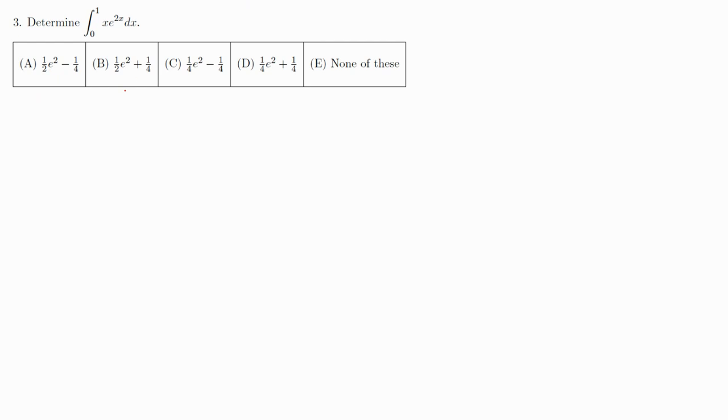Okay, next question. Determine this. So I see x and e to the power 2x. So two bases. Okay, and this x can basically be taken away if we use integration by parts. So let's go do it. Let f of x be equal to x and g dash x be equal to e to the power 2x.